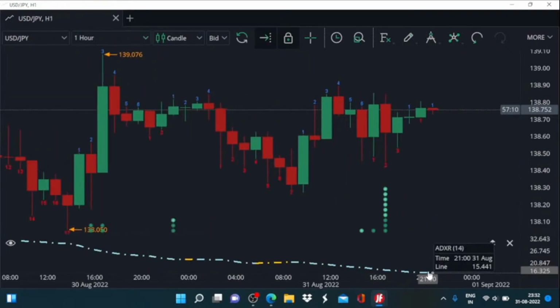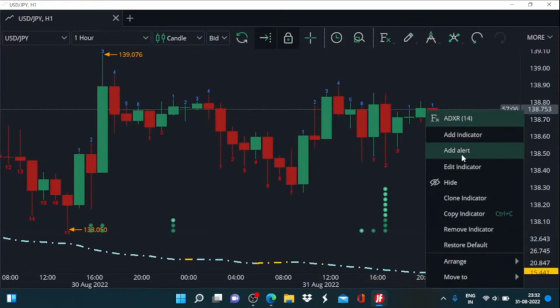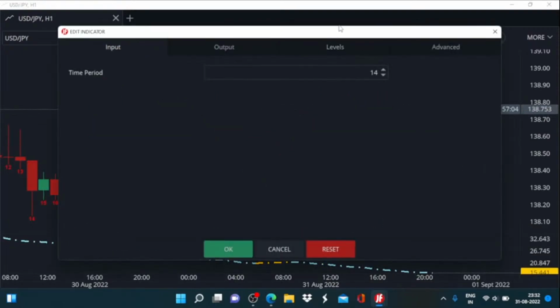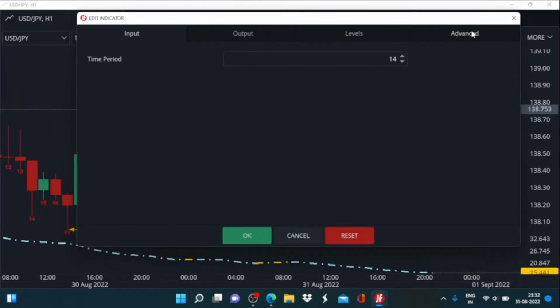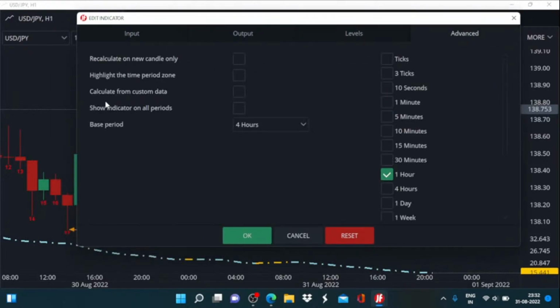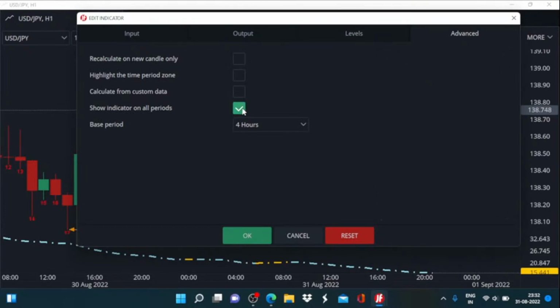Now again, I restored it back to hourly, and here we have the ADXR. Now going again to calculate from custom data, show indicator on all periods. Base period can be anything starting from none all the way to month. So we have this option, and generally, as per my observation, it doesn't really make much of a difference.